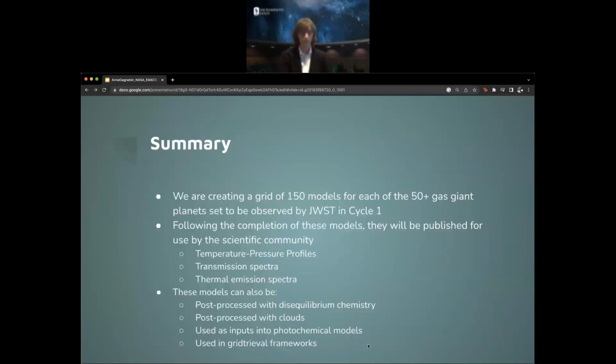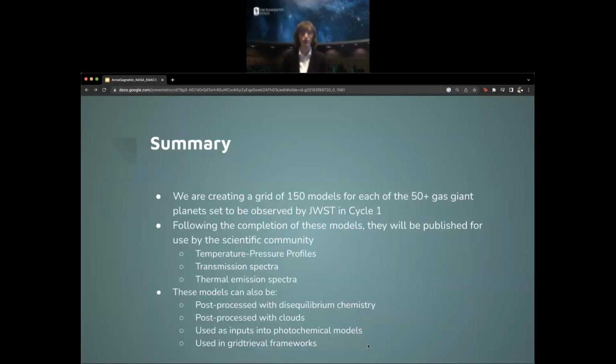So again, I just created a grid of 150 different models for each of these 50 plus gas giant planets, or I'm going to, that will be observed by James Webb in cycle 1. And after these models are created, they will be published for use by the scientific community. They can be compared with data taken by James Webb, and they'll really just show us the makeup of the atmosphere.